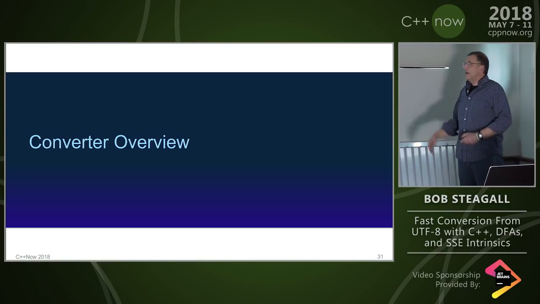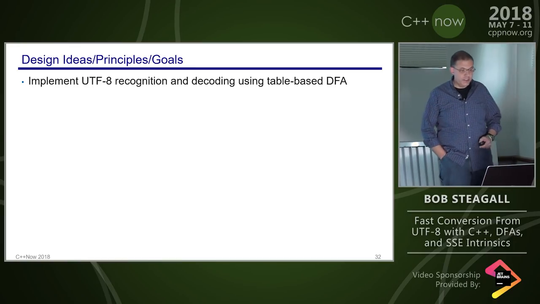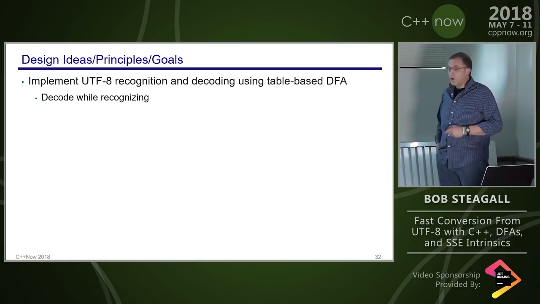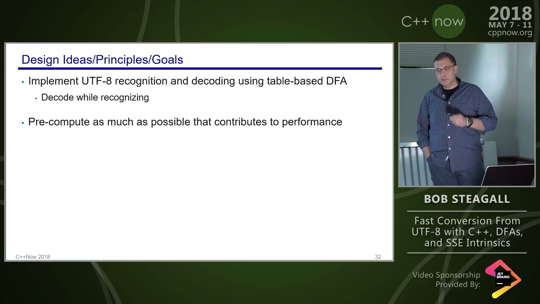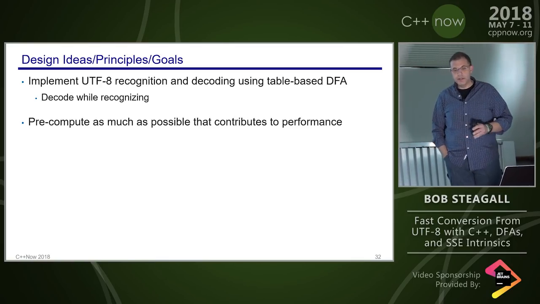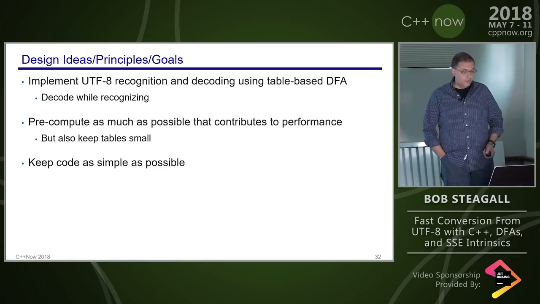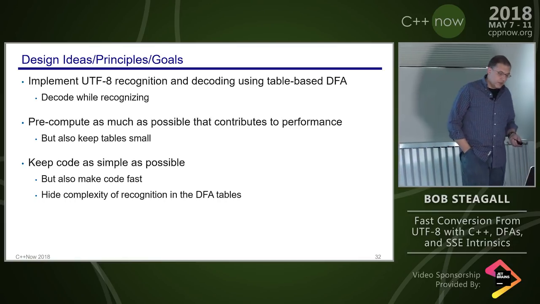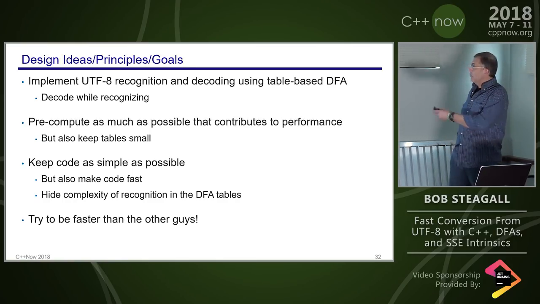Okay. So how does my converter work? Well, the idea was that I wanted to implement UTF recognition and decoding using a DFA rather than a chained set of if statements. And I wanted that DFA to decode while recognition was occurring. I wanted to pre-compute as much as possible as long as the table lookups didn't actually cause performance to decrease. And sometimes that happens. Sometimes if everything's in a register and you can do bitwise operations with registers, it's faster than getting something from memory. But I also wanted to keep the lookup tables small. I wanted to keep the code as simple as possible, but also make it fast. And of course, by keeping the code simple, I hope to hide the complexity of the problem of doing the recognition in the DFA. Finally, I wanted to be faster than the other guys.